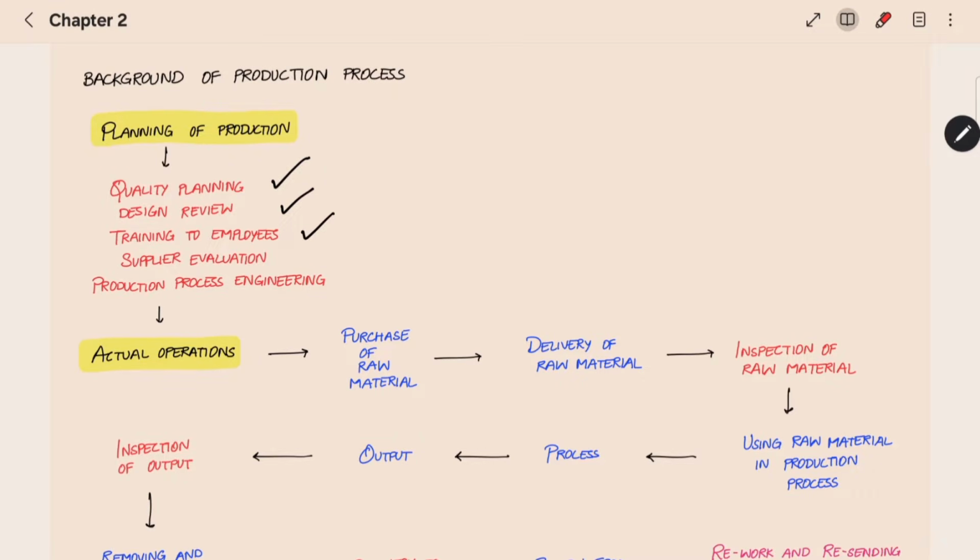Training to the employees. If you are hiring an employee for doing the job, you should give some specialized training. That also you should plan. Supplier evaluation. From which supplier you have to purchase the raw material. That and all you should decide. Then production process engineering. You should build the production process from scratch. You are now only starting the business. For that you have to do planning. You have to build the production process from day one. After doing all this, we have completed the planning part.